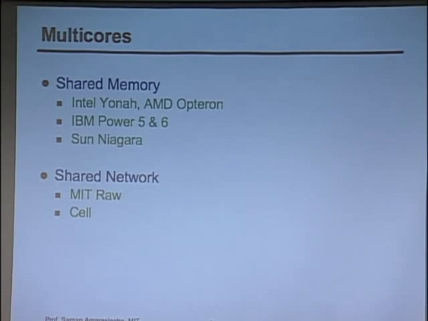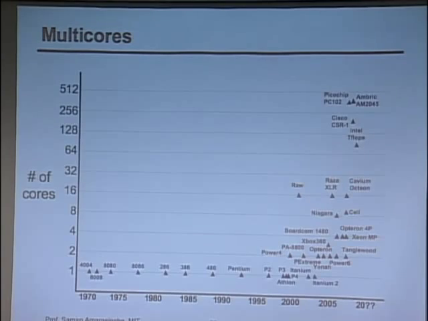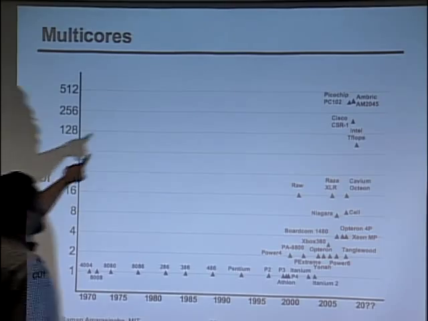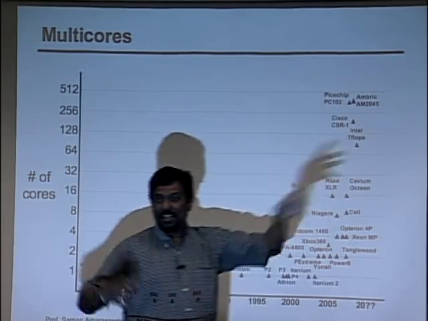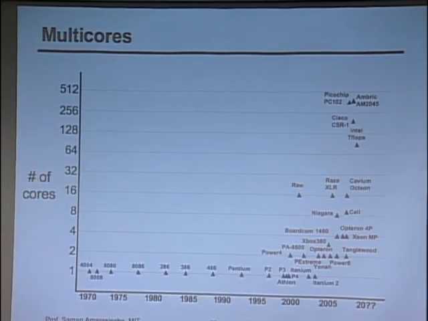So the reason in this graph you can have 512 is because it's not a Pentium size thing sitting in there. You are putting very simple small cores and having a huge amount of them. So for some class of application, that's also useful.